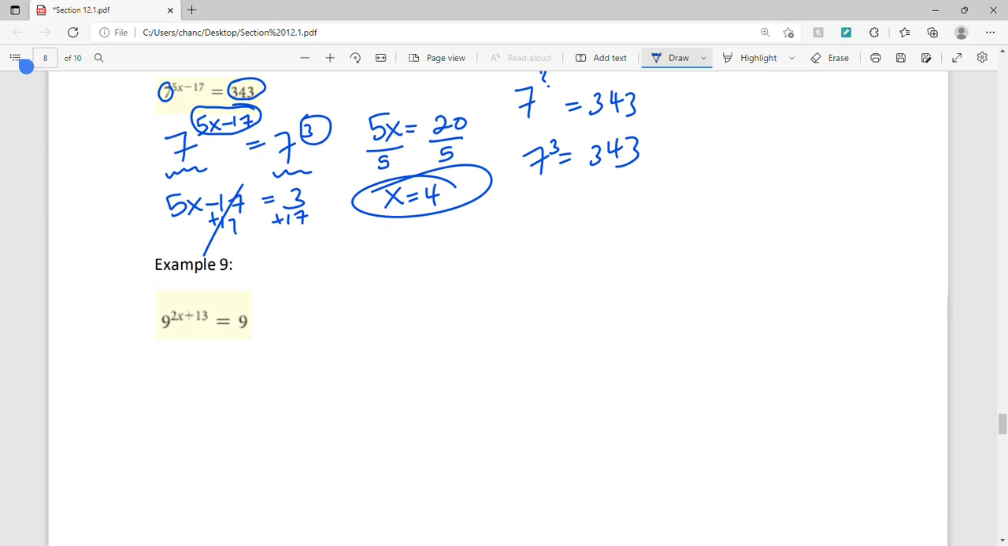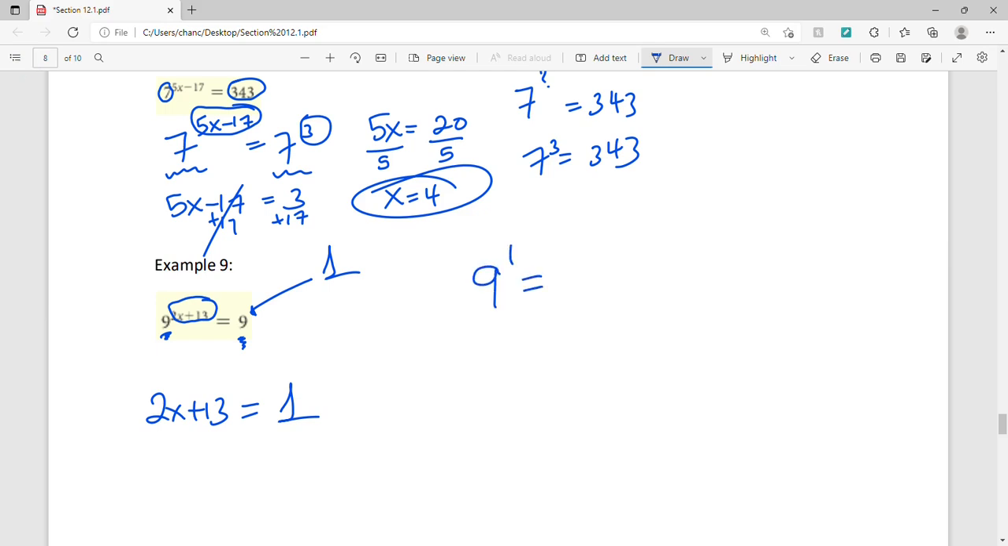In example 9, always try to get the bases the same. Well, we already have that situation, so the exponent must be the same. This has an exponent of 2x plus 13. We're going to set that equal to, well, what is this right here? What's the exponent? It's an invisible 1. So we'll set this equal to 1, not a 0. This is a 1, not a 0, because 9 to the 0 would be equal to 1, and 9 to the 1 gives me 9. So there's an invisible exponent of 1. And we could solve for x. Let's subtract 13 from both sides. 2x equals negative 12.